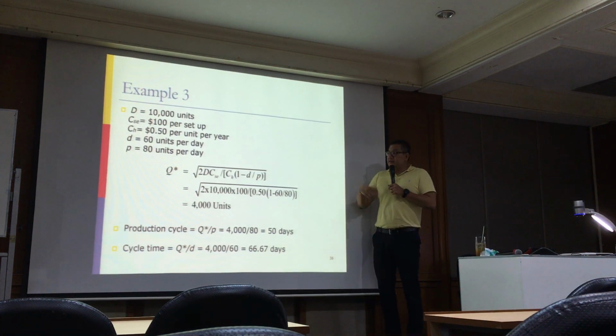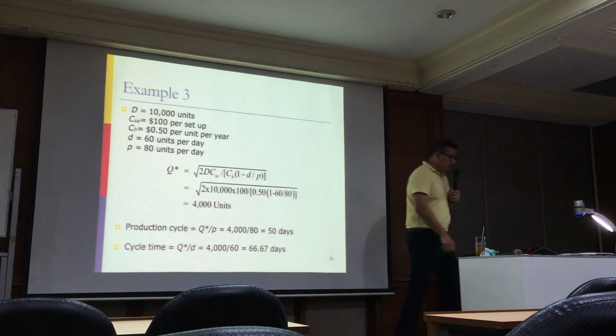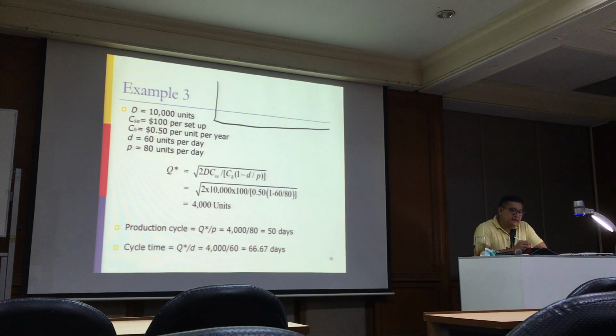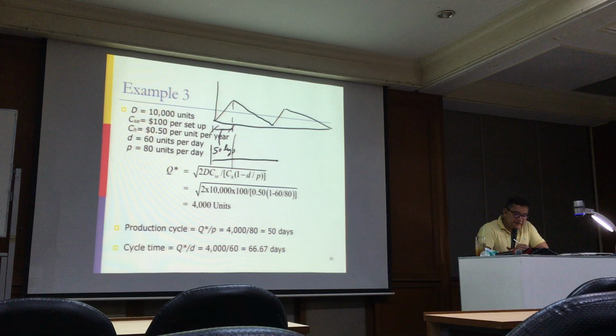Okay. So in this case, this is an EPQ. If you're going to draw the graph, it's going to be like this. It's not on scale. From here to here is 50 days, and from this to this is 66.67 days.